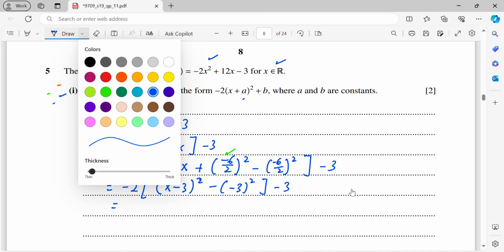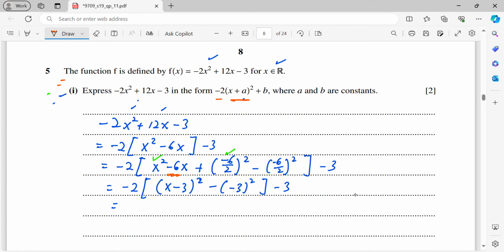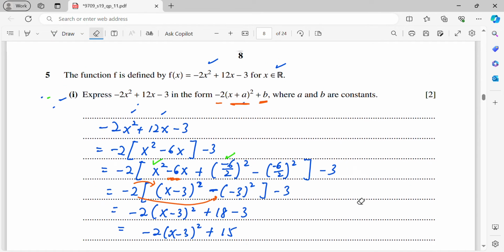So now when you look at this form, this is minus 2 times a number plus another number. So that means this minus 2 must bring into the bracket, right? So from here, I will say that it's basically minus 2 times x minus 3 squared. Now, this minus 2 times minus is positive 2. This positive 2 times 9 will be positive 18. Then followed by minus 3. And now, just need to simplify the last two constants and you will be getting the answer. So 18 minus 3 is plus 15. So that's all for the first part.